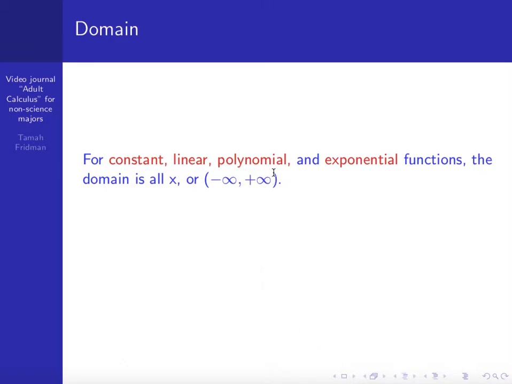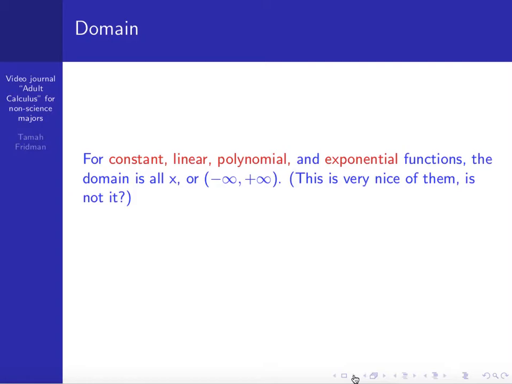For constant, linear, polynomial, and exponential functions, the domain is all x, or from -infinity to infinity, or sometimes people use plus infinity. Well, I do. And this is very nice of these functions, isn't it? And you should know what functions we are talking about, because you are the zoo director for this function. So you know what is a constant function, right? What is a linear function, what a polynomial function looks like, an exponential function, right?